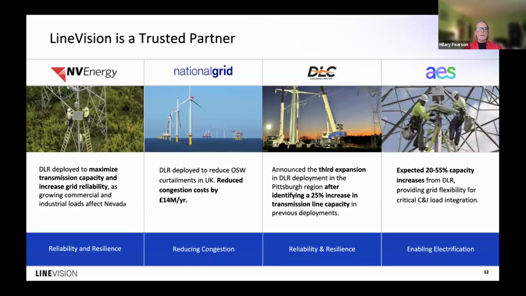So at LineVision, we're proud to have done over 400 deployments across 3 continents. This is a slide that highlights some of our recent projects. And if I had to paraphrase reasons for interest in this technology, I think it's a few key things. One is the issue of load growth. What tools can I use, if I'm speaking as a utility, to help me move quickly to serve that load growth, see that critical economic development come into the service territory, come into the state, I think is definitely a reason for interest in the use of DLR.